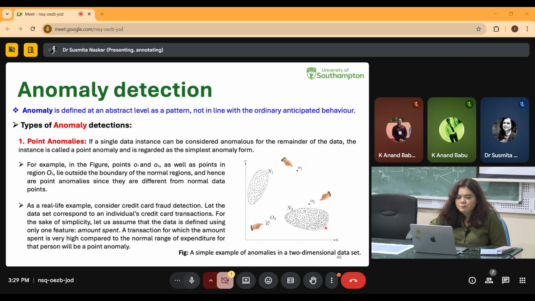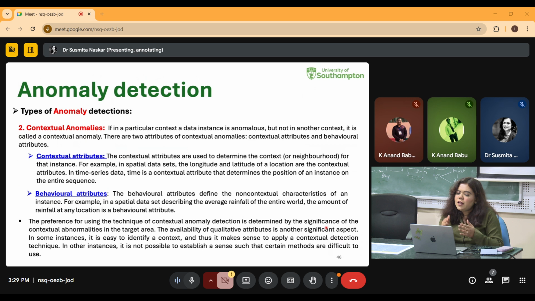Okay. And then come the more challenging perspectives of detecting anomalies. One of the important ones is contextual anomalies, right? It generally happens when a data instance is anomalous in one context but perfectly normal in another. In one word, you can say that an anomaly depends on its context. It also depends on its neighborhood, right?